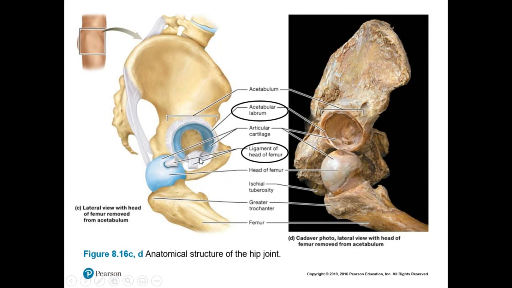And so here's a cut version of the ligament right there. Okay, so this right here on this side is an actual cadaver. You can see clearly the acetabulum, the iliac bone or coxal bone, head of the femur, neck of the femur, trochanter, and so on.